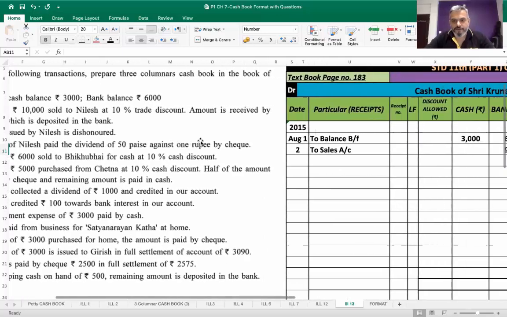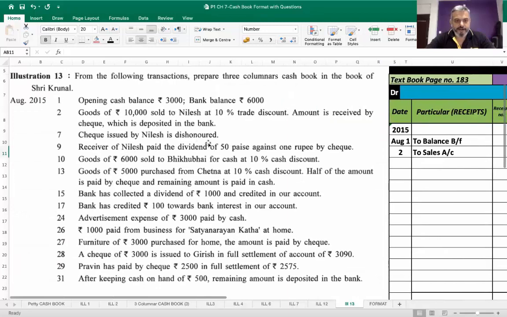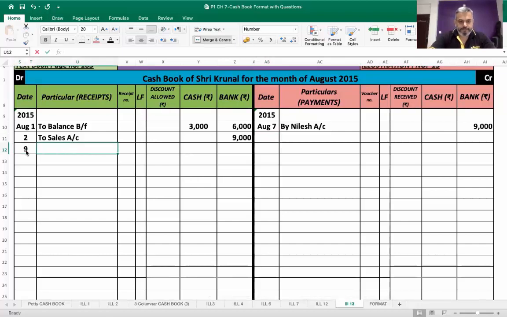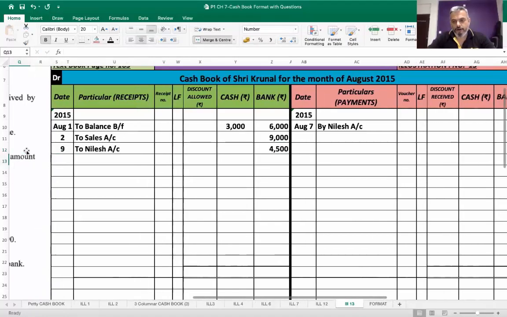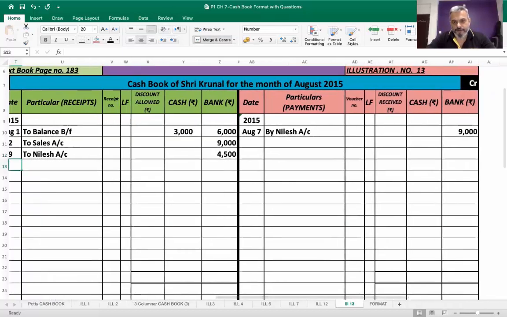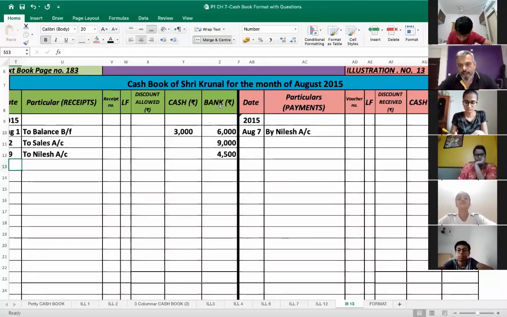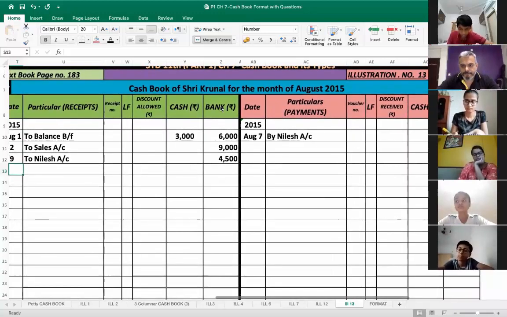Against that, now we will receive 4,500. So 9, receipt side, to Nilesh account, 4,500. Now what about the remaining 4,500? What will that be? Can anyone tell me? We received 4,500, and what about the other 4,500? Bad debt. That will be bad debts. So we will record that bad debt in the journal proper. Got it? Now next.